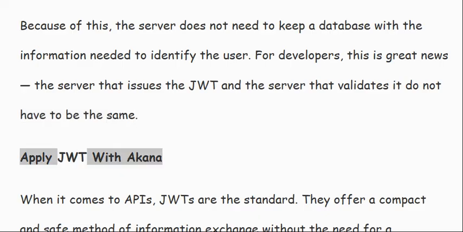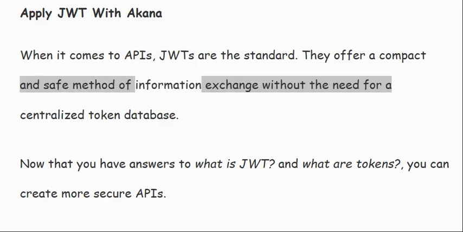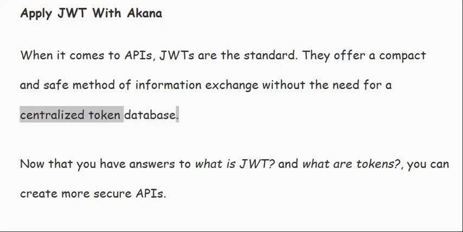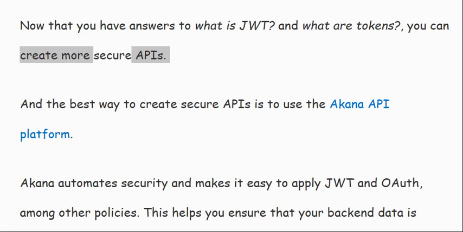Apply JWT with ACNA. When it comes to APIs, JWTs are the standard. They offer a compact and safe method of information exchange without the need for a centralized token database. Now that you have answers to what is JWT and what are tokens, you can create more secure APIs.